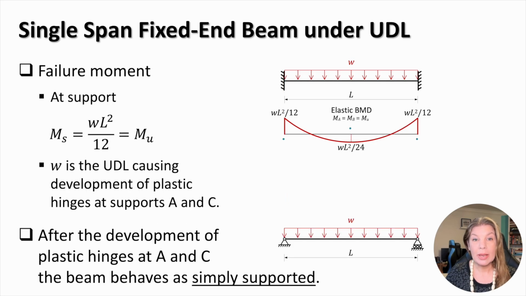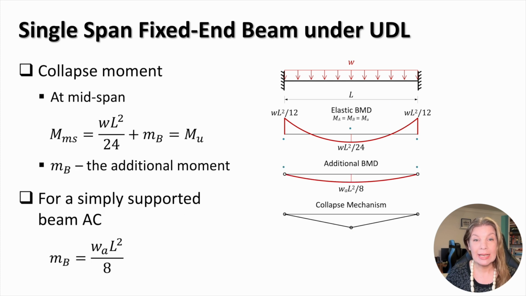With increasing load, the bending moment at the supports will reach the ultimate bending resistance Mu, where W is the UDL, causing the development of plastic hinges at the supports. After the development of plastic hinges at the supports, the beam behaves as a simply supported beam. The simply supported beam is statically determinate and fails by reaching the ultimate bending resistance at the midspan, which corresponds to the development of an additional plastic hinge.